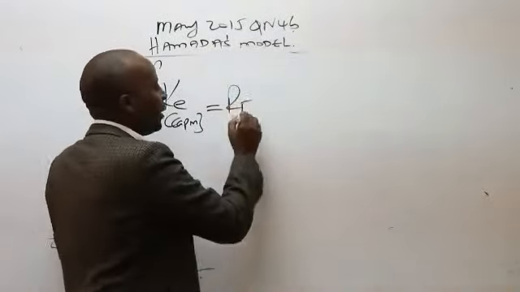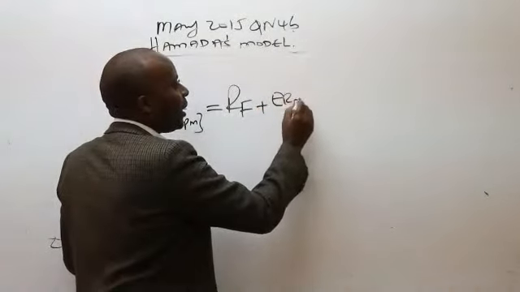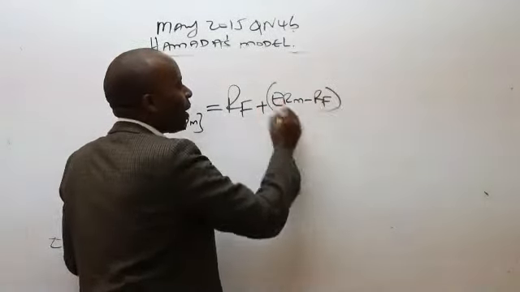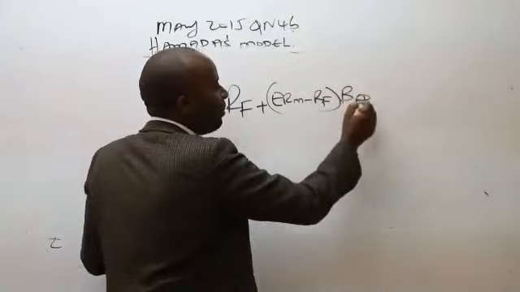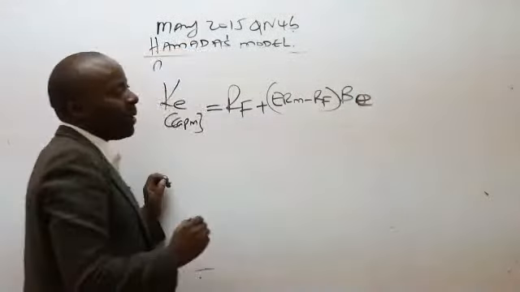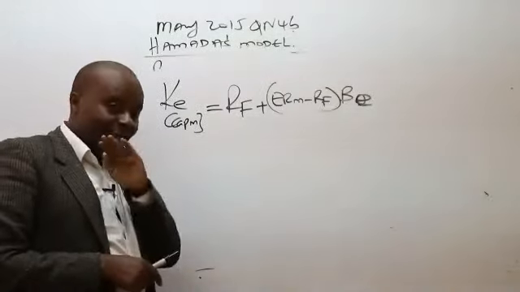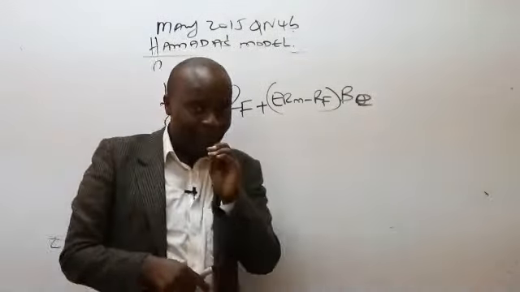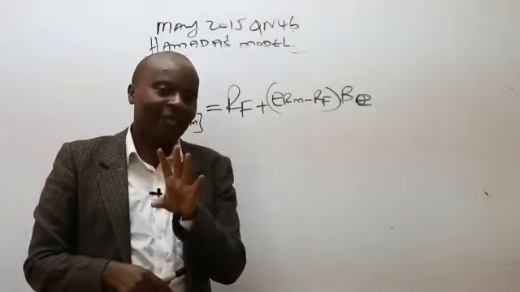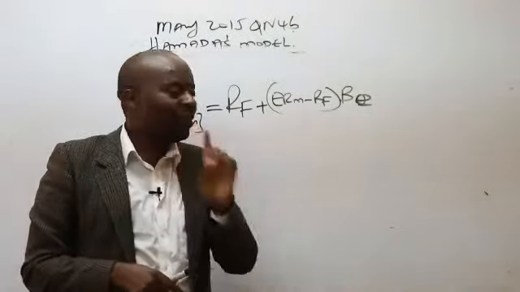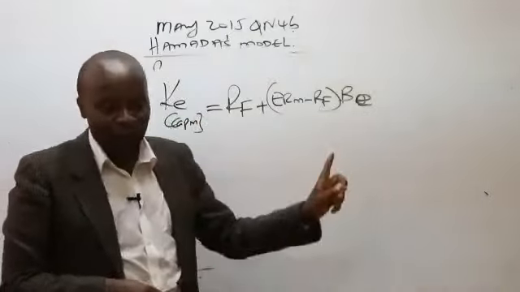I know the formula: risk-free plus, in brackets, ERM minus risk-free, multiplied by beta equity. Remember, in CAPM, let me give you an important pointer: we only use beta assets in the CAPM equation.